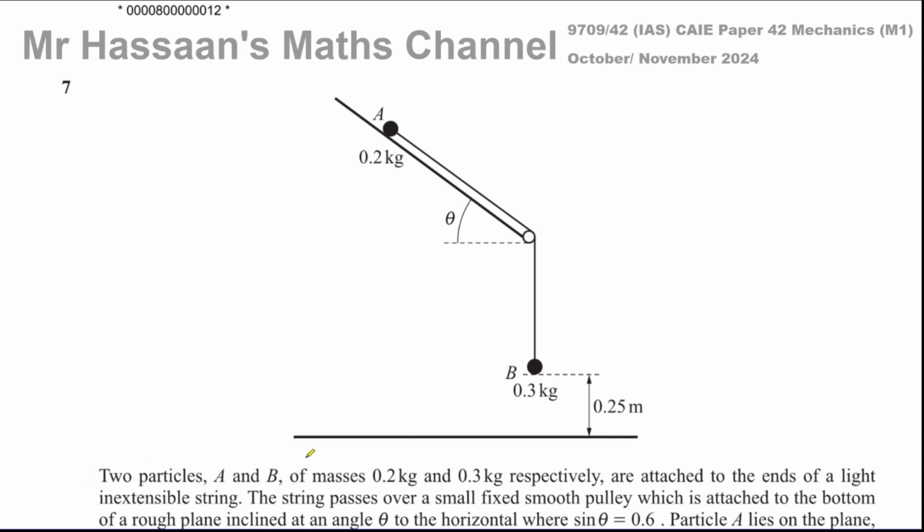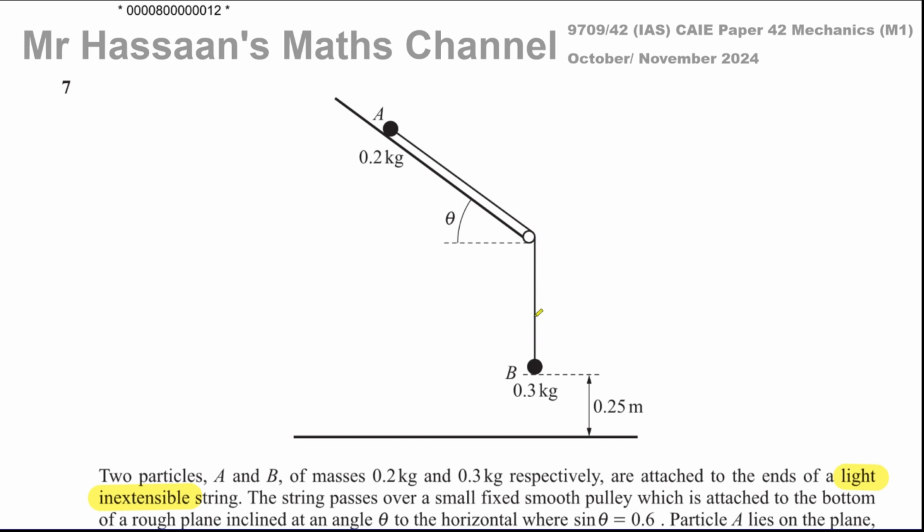So it says two particles A and B of masses 0.2 kilograms and 0.3 kilograms respectively are attached to the ends of a light inextensible string. So what does the word light imply? Well, the word light implies that we can ignore the mass of the string, so we don't consider its weight. And from the word light, we also assume that the tension throughout the string is the same in every part of the string.